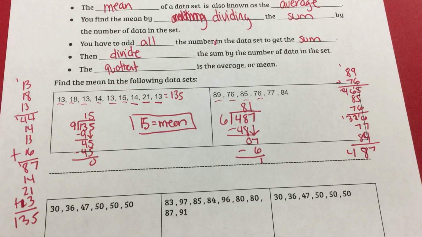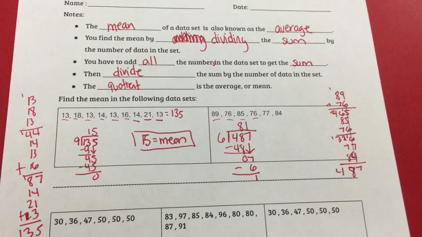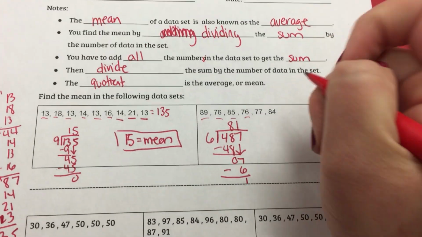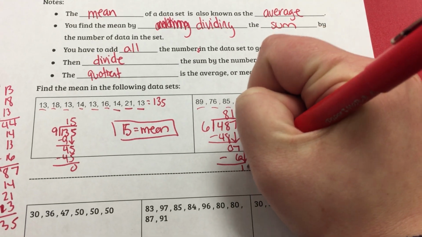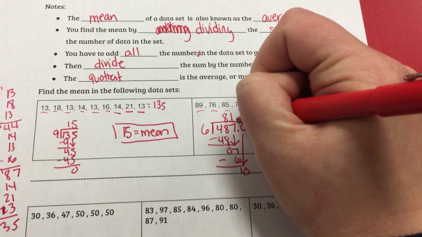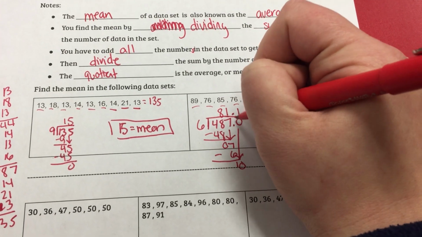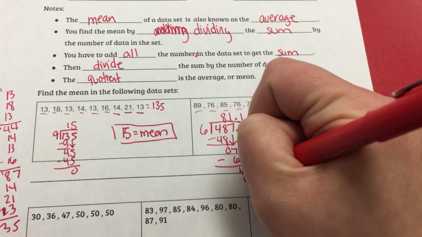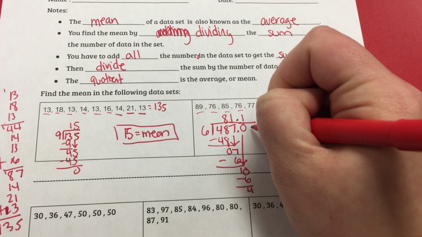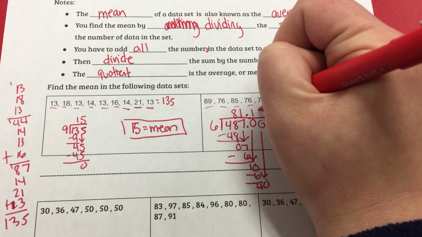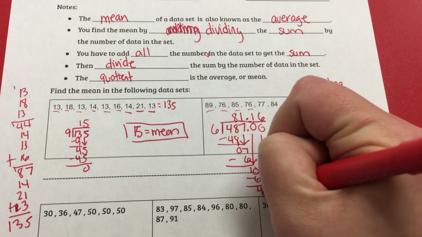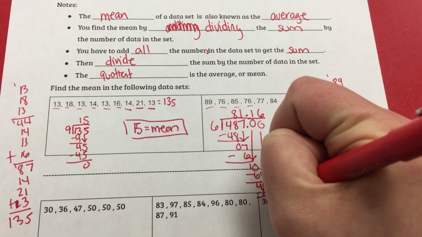Now, I cannot have a remainder, but I'm going to keep going with a decimal because I'm rounding to the nearest tenth. So I'm going to add my decimal point and my 0. 6 goes into 10 one time. Make sure you put your decimal point right above. 1 times 6 is 6. When I subtract, I get 4. I'm going to add another 0. 6 goes into 40 6 times. I get 36. When I subtract, I get 4.